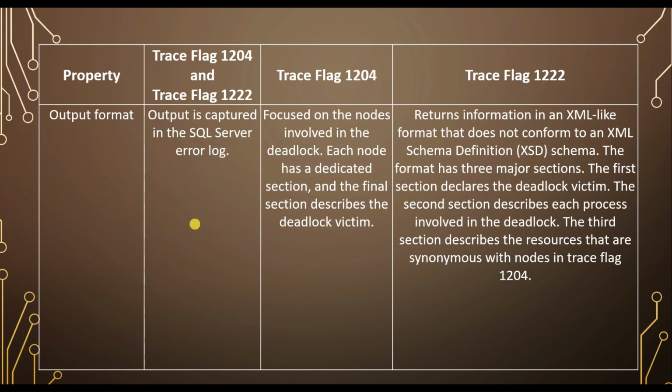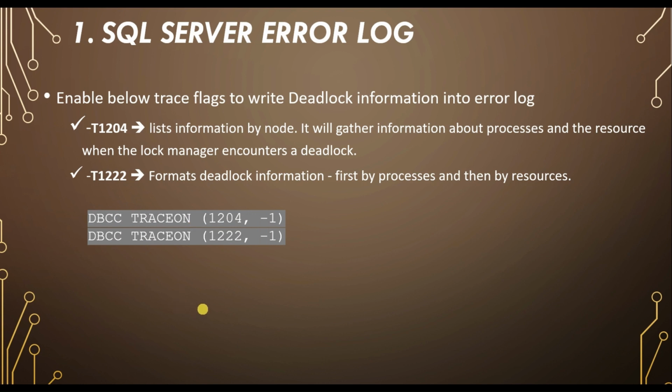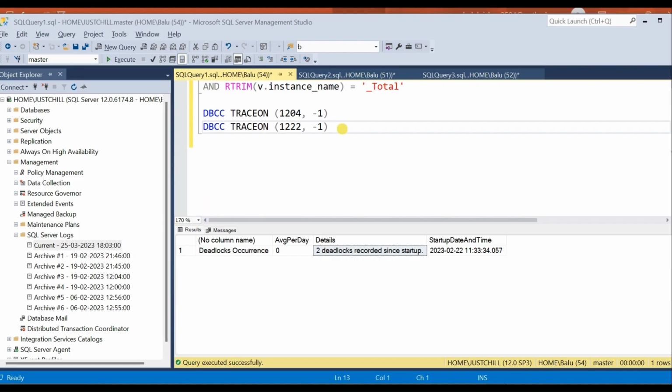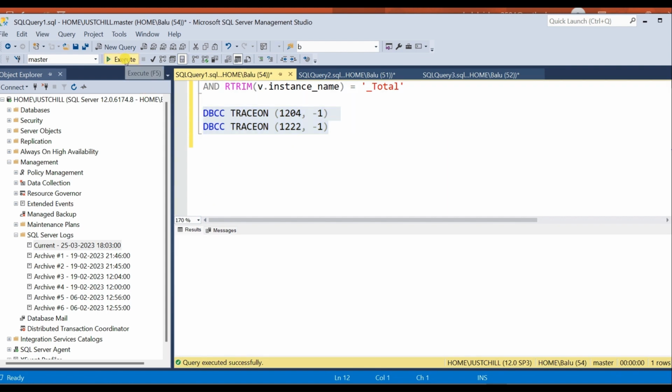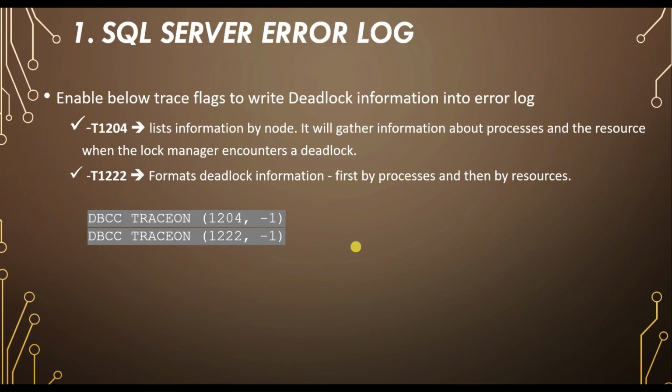So how do we enable these trace flags? We have to use the DBCC statement, DBCC TRACEON, mention the trace flag number and -1. Let's switch to SSMS. Now these trace flags have been enabled in SQL Server, and SQL Server will start writing the deadlock information into the error log. As I already told, these trace flags are not enabled by default. We have to use this statement and turn on the trace flags.